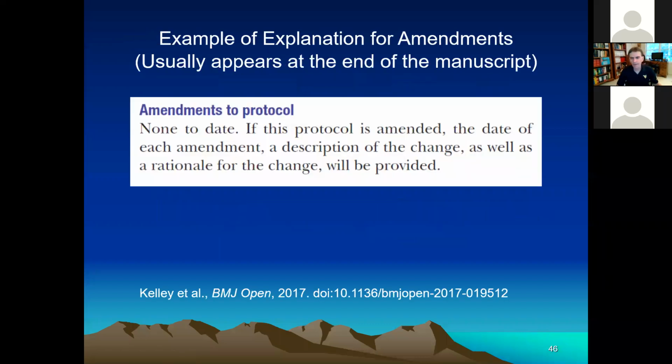And there it is right there. This is taken from one of our articles. And it says none to date. If this protocol is amended, the date of each amendment, a description of the change, as well as a rationale for the change will be provided.